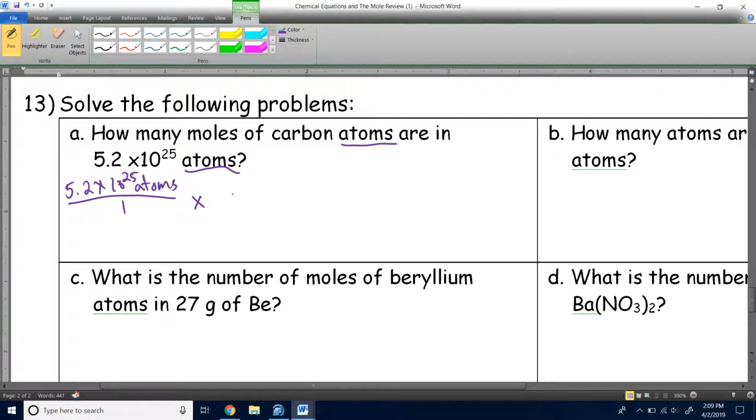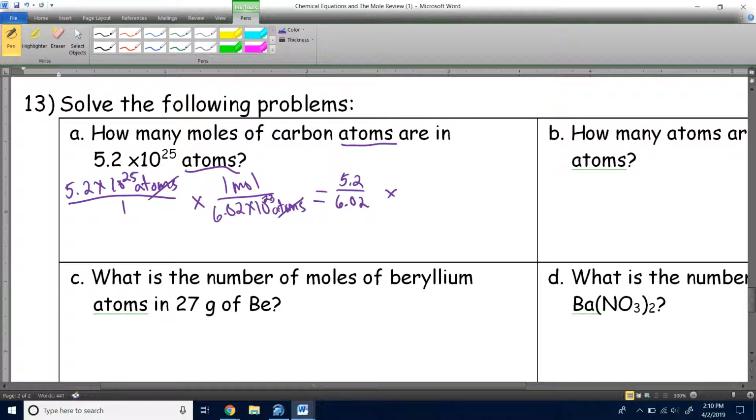So let's go back to our problem, and we're going to use the conversion factor 1 mole over 6.02 times 10 to the 23rd power of atoms. Now what happens here? Boom, atoms cancel, and that's how we know that we're doing it right. So we plug this in our calculators. Remember, coefficients we divide. So we're going to take the 5.2 and divide it by the 6.02.